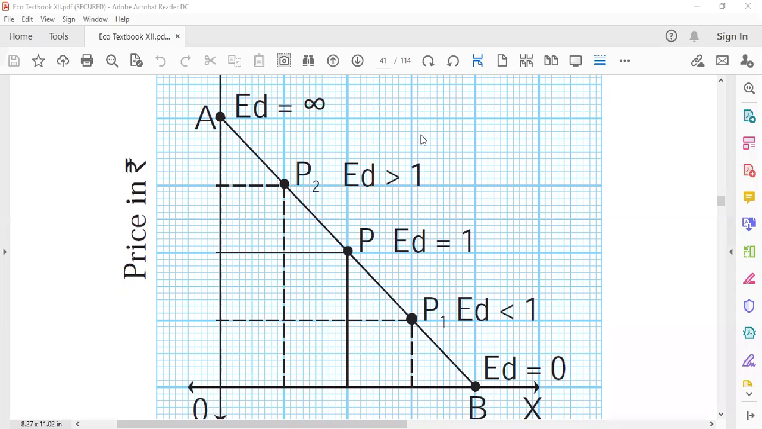So if the point on the demand curve is on the x-axis, what will the elasticity be? 0. Okay, so therefore in this way we can calculate the elasticity of demand in case of point method. This is the case for the straight line. Here the demand curve is a straight line.